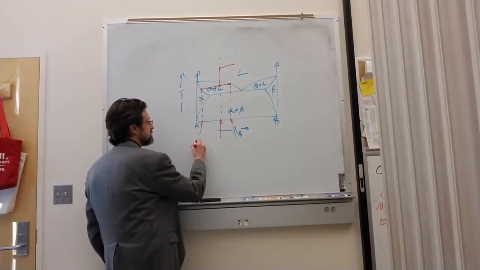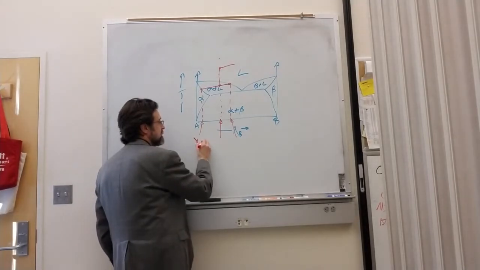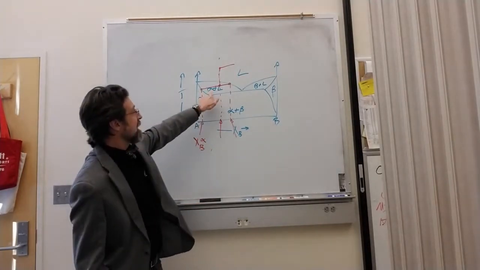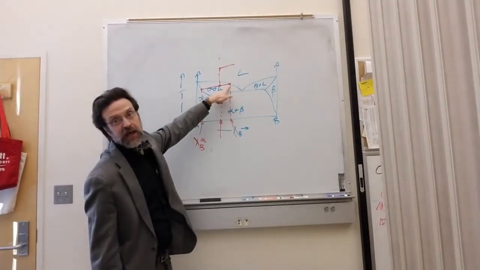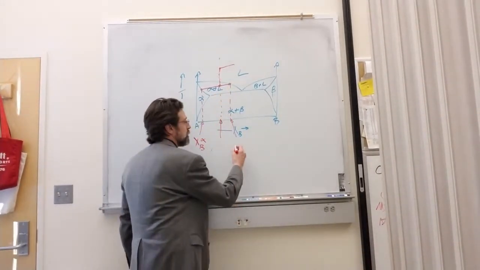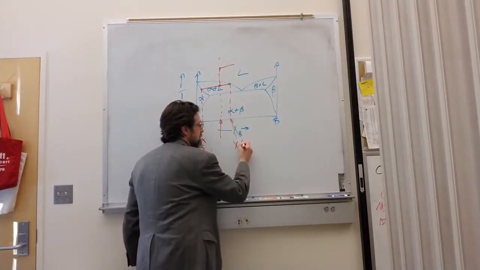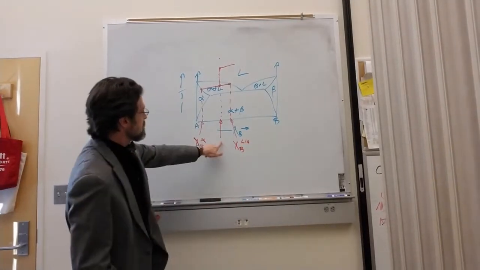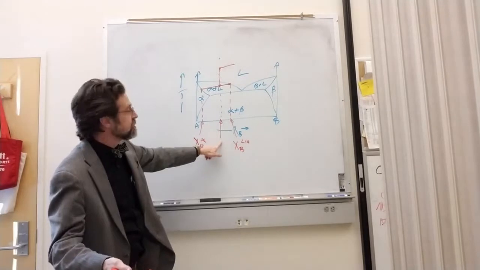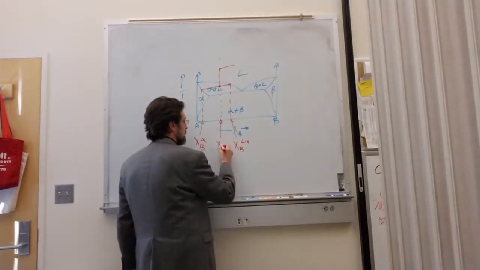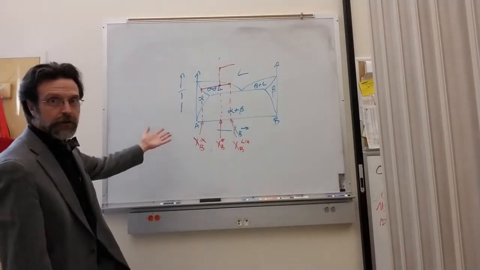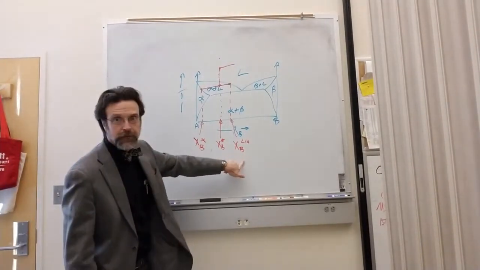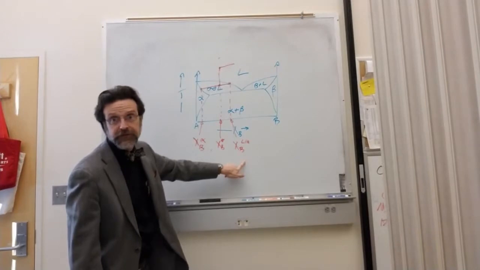alpha. So I'm going to call this XB alpha. And where the alpha plus liquid and the liquid zones touch, that gives us the composition of the liquid. So I'm going to call that XBLIQ. And the composition that we put into the system, that is XB star. So we have the compositions now of the alpha and the liquid phase.